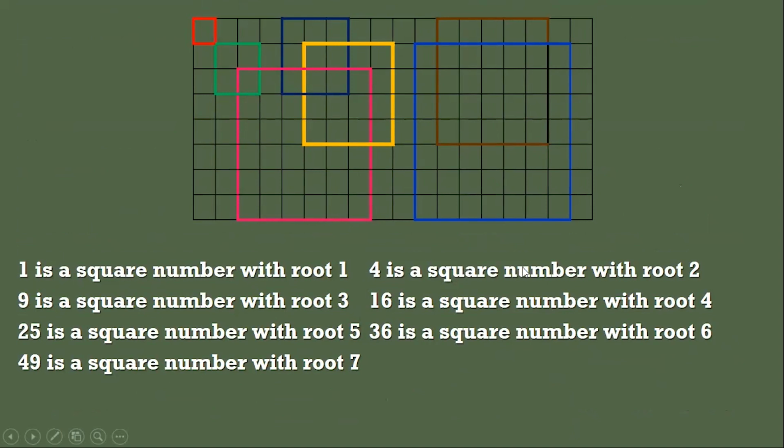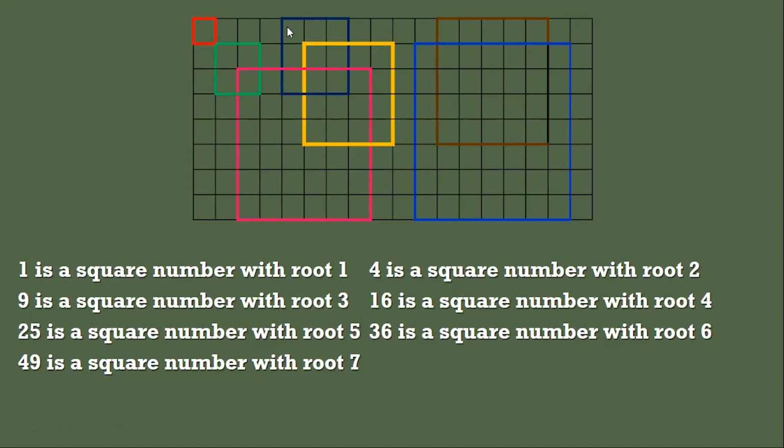4 is a square number. There we have it. It's a square. It has 2 to the side and 2 down. It was 2 times 2. It gives us 4. It is a square, a physical square.